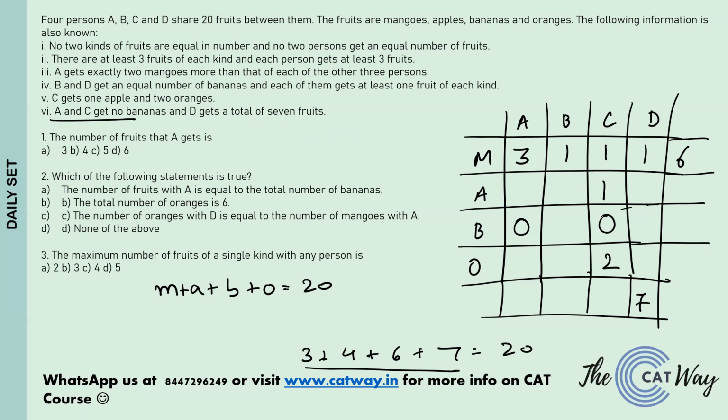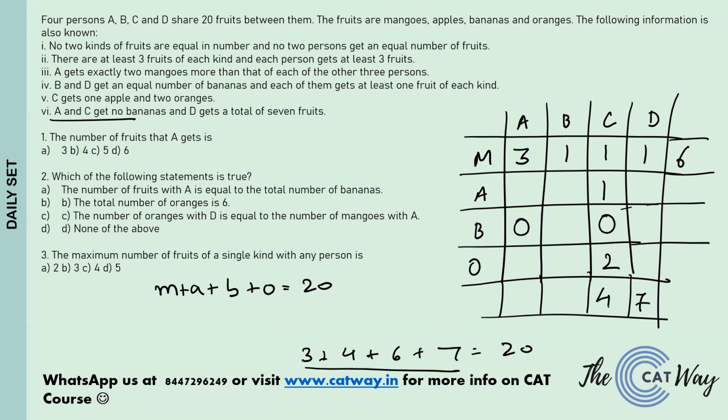Using this, we definitely know how many fruits C has. So C has 1 plus 2 plus 1, that is 4. So the total number of fruits available with C is 4. Now between A and B, one person has 3 fruits and one person has 6 fruits.